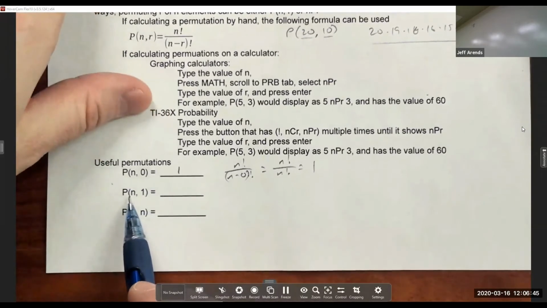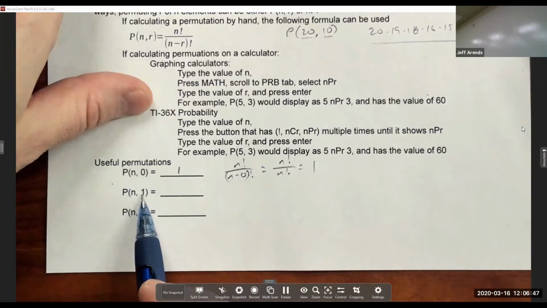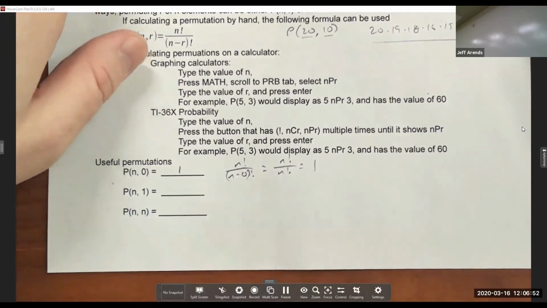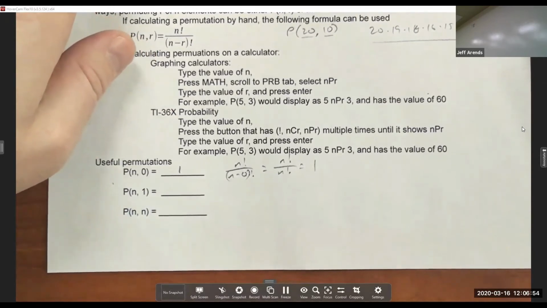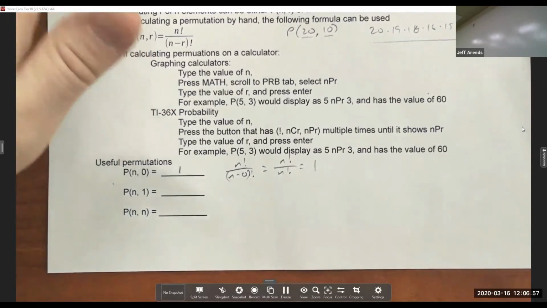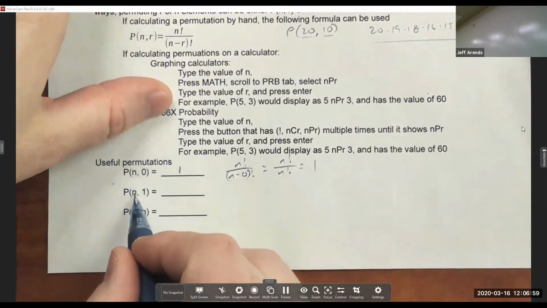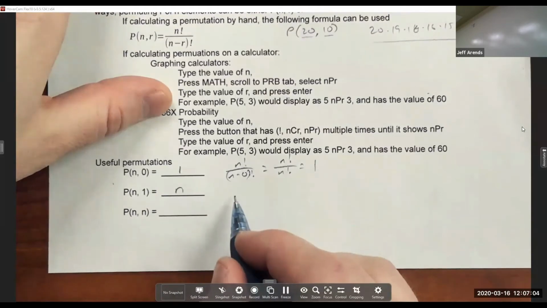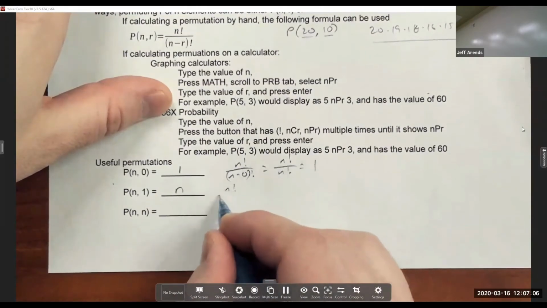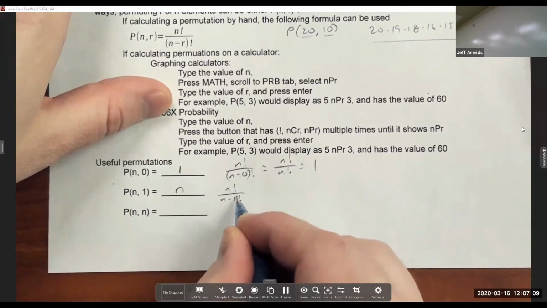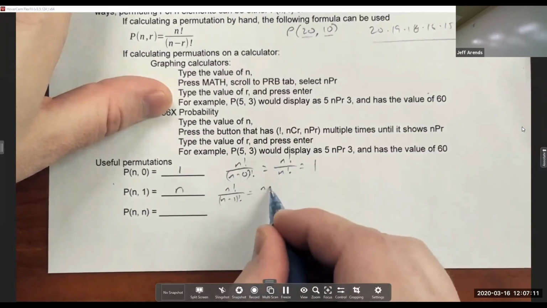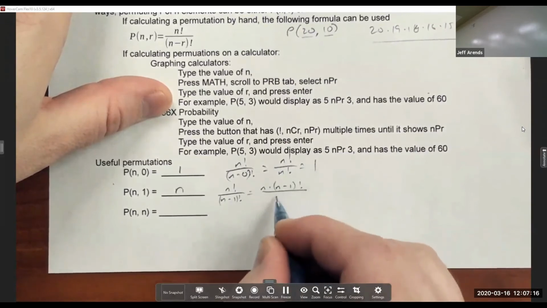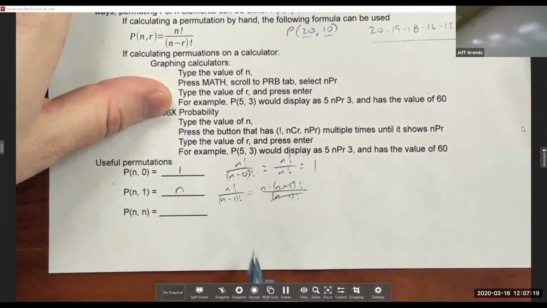If you have n books and you want to arrange 1 of them, this is kind of a silly question because you're not really arranging if you're only picking 1 book. But if you have 20 books and you want to pick 1 of them, you just pick a book. There's 20 ways to do that. In general, n permute 1 is just going to be n. Looking at the reasoning over here, n factorial over n minus 1 factorial. Well, n factorial is n times n minus 1 factorial, and those cancel out. That's why we end up with just an n there.